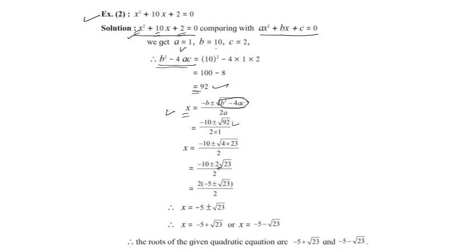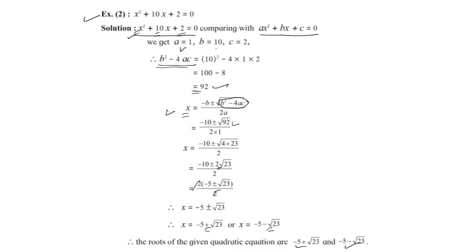Minus 10 plus minus 2 root 23. Now in the numerator we take 2 common. In the bracket remains minus 5 plus minus root 23, upon 2. Now we split the two roots: first we take plus and second minus. Here the 2 cancels. x equal to minus 5 plus minus root 23. Now see, x equal to minus 5 plus root 23 or x equal to minus 5 minus root 23. These are the two roots of the given quadratic equation.